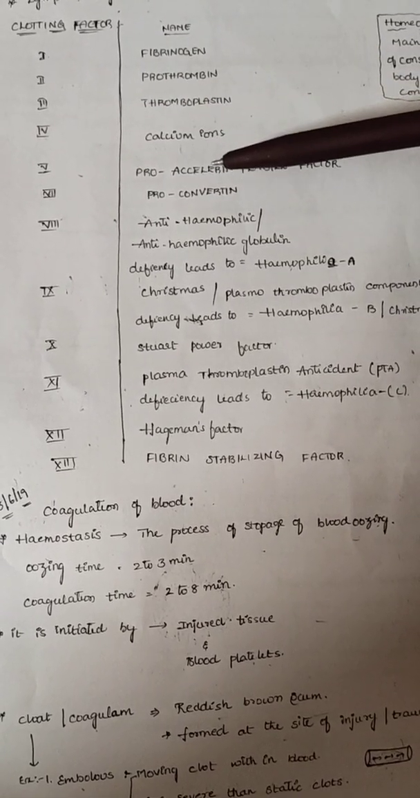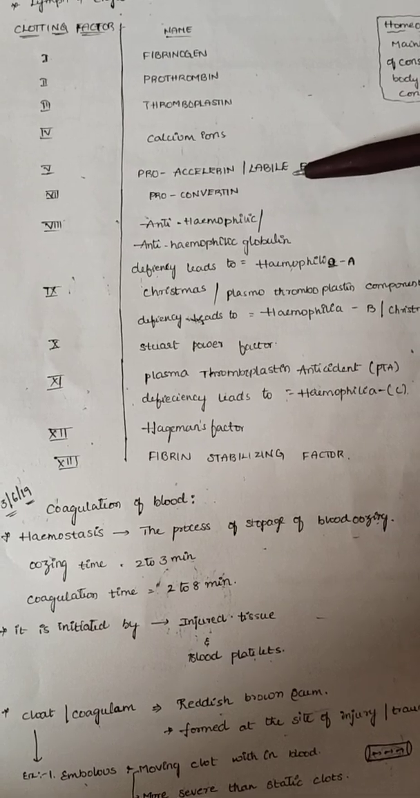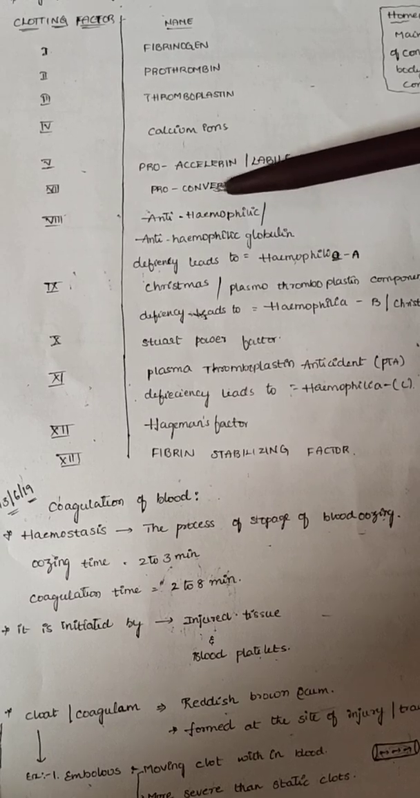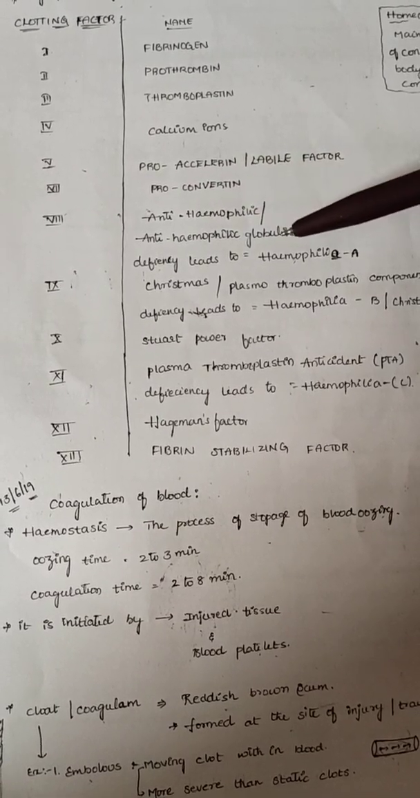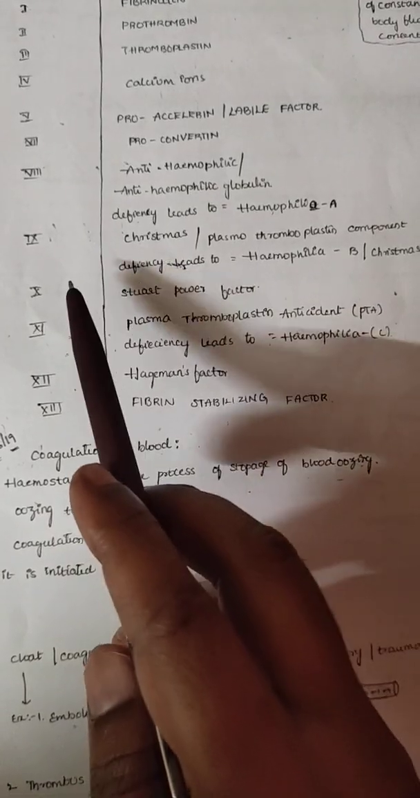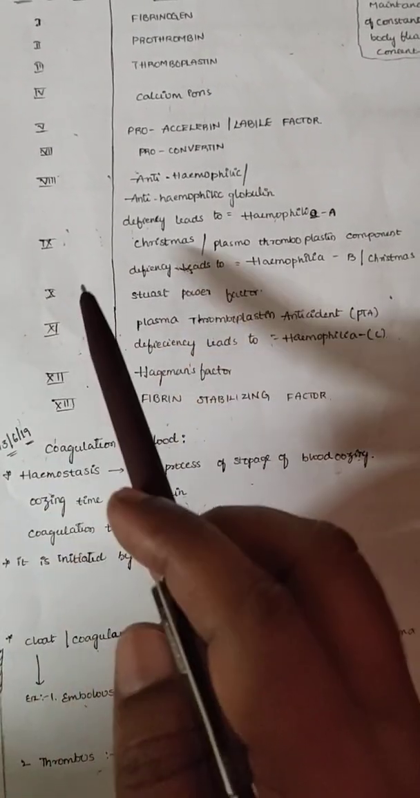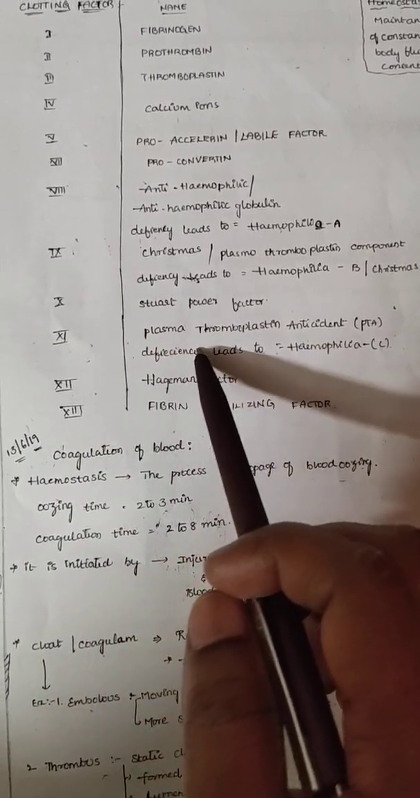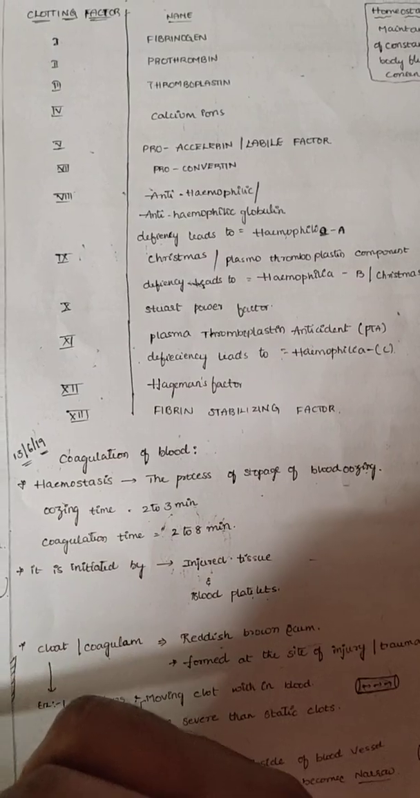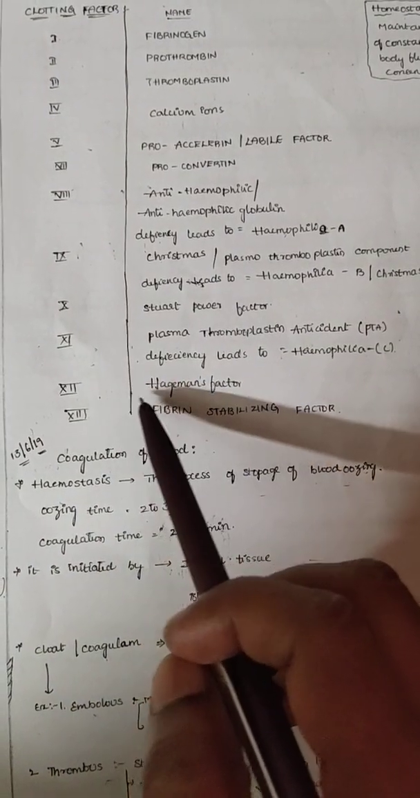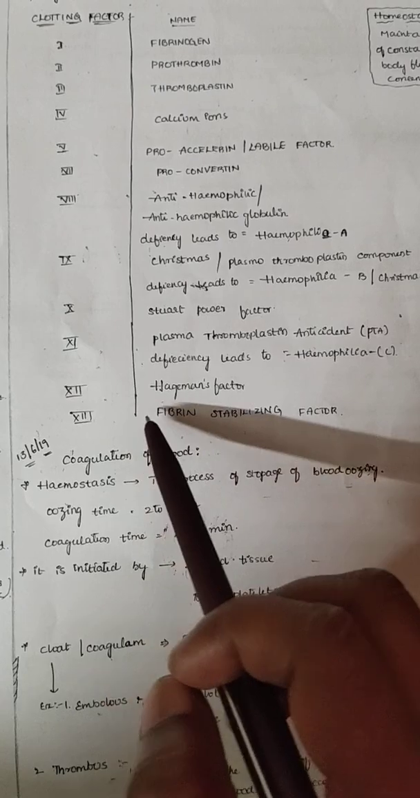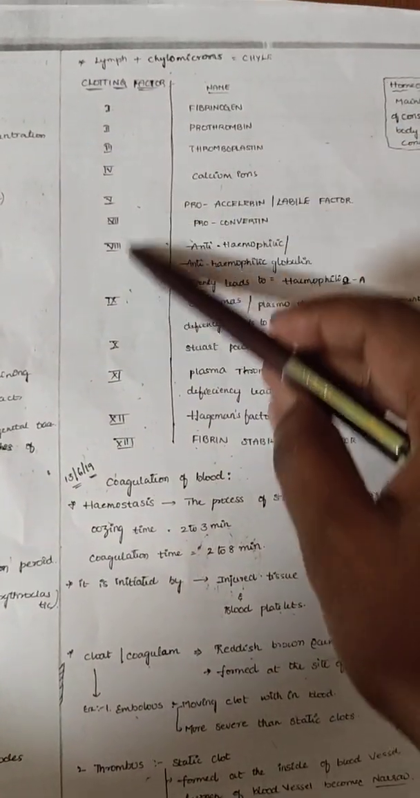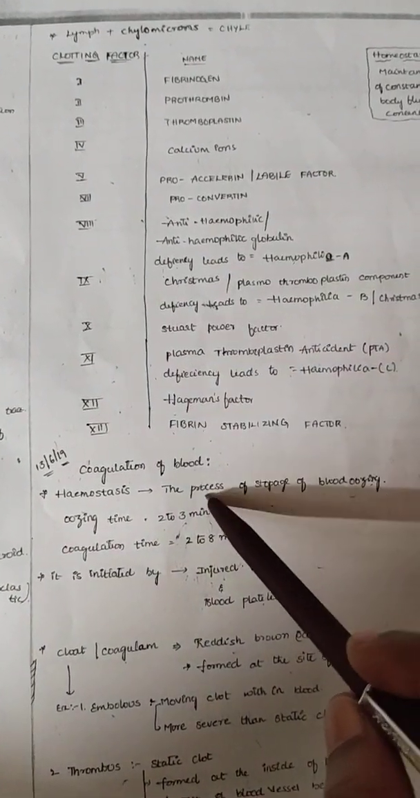5 proaccelerin or labile factor. 7 proconvertin. 8 anti-hemophilic globulin, and 9 Christmas factor. 10 Stuart-Prower factor. 11 plasma thromboplastin antecedent. 12 Hageman's factor. 13 fibrin stabilizing factor. Mainly by the presence of these factors the blood is coagulated.